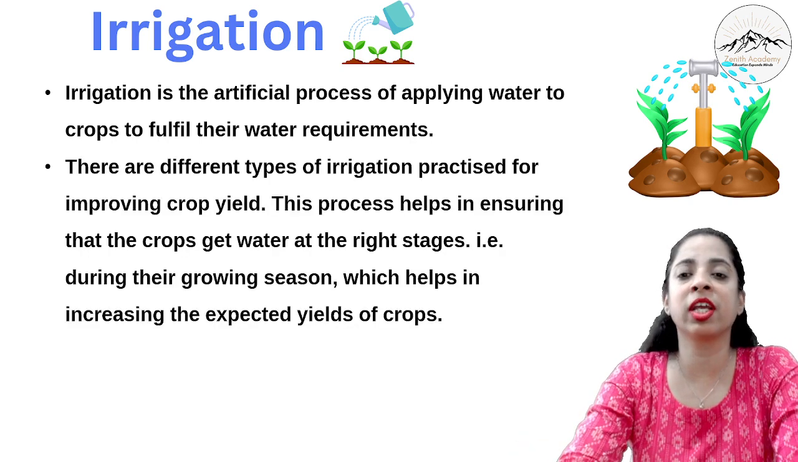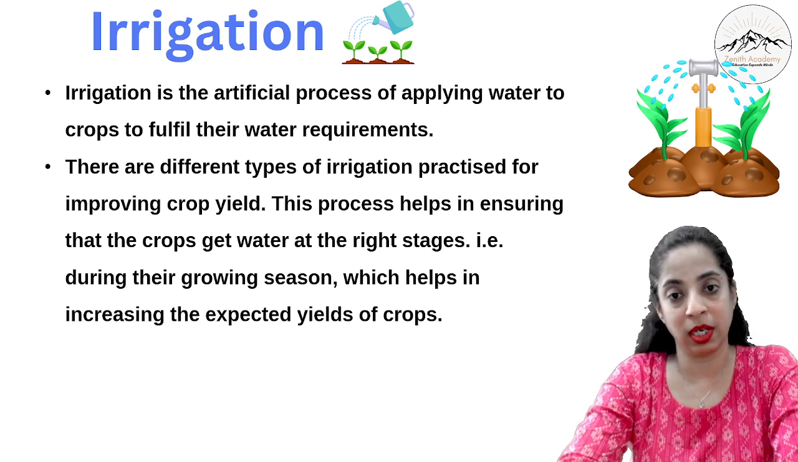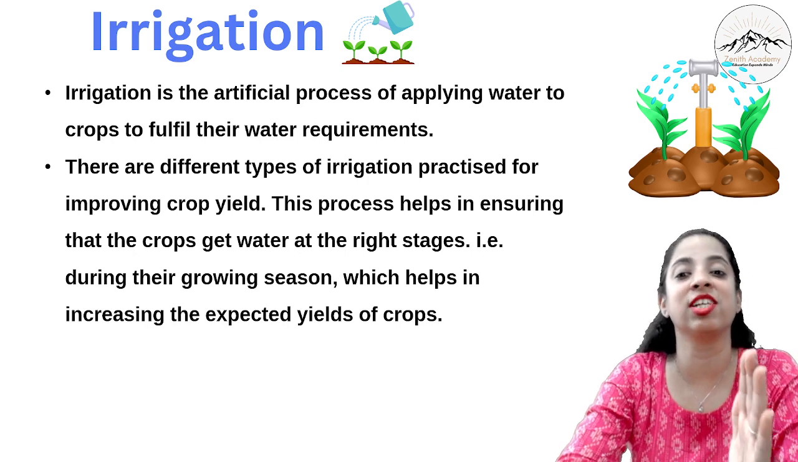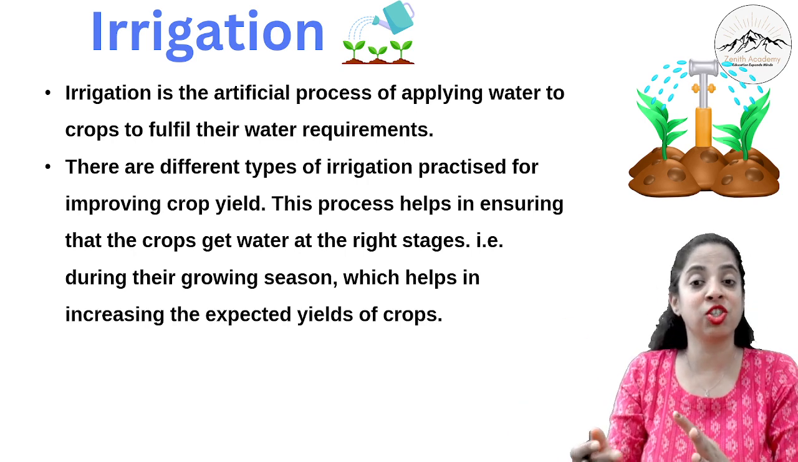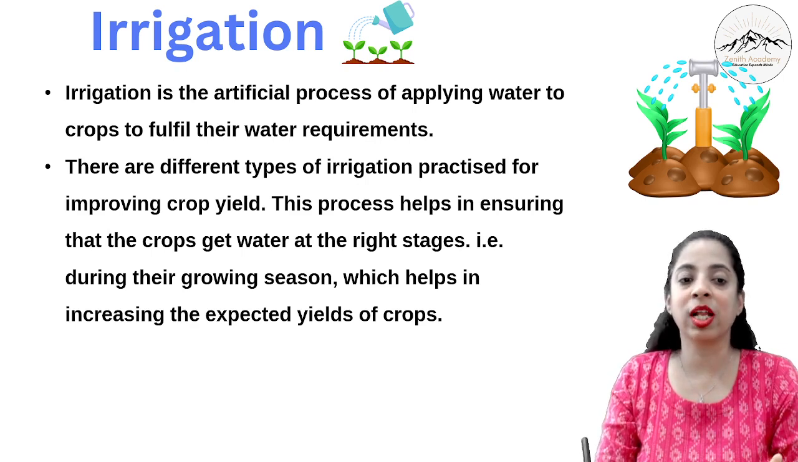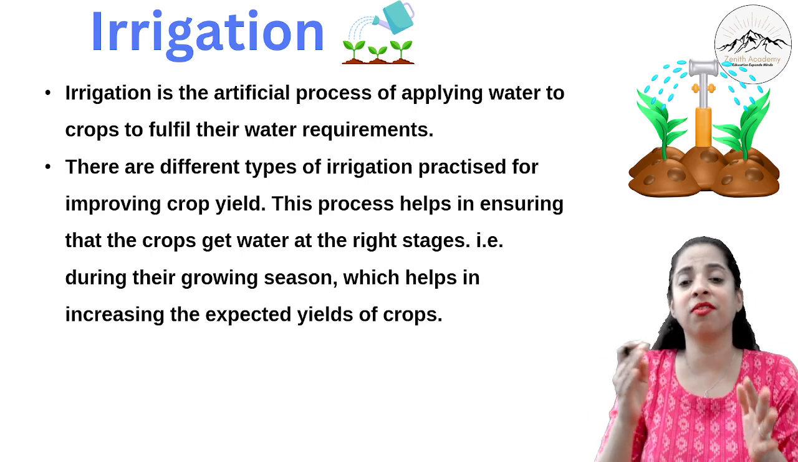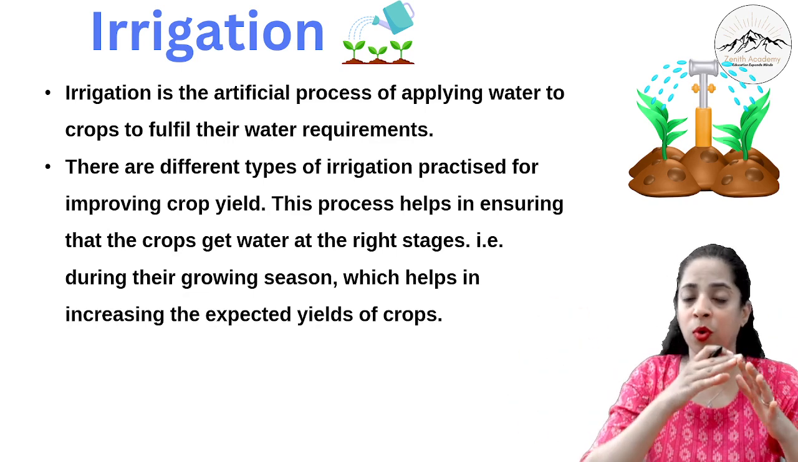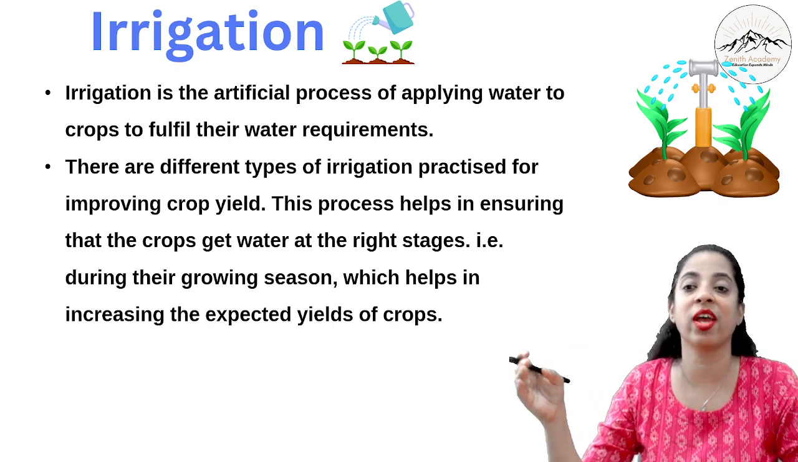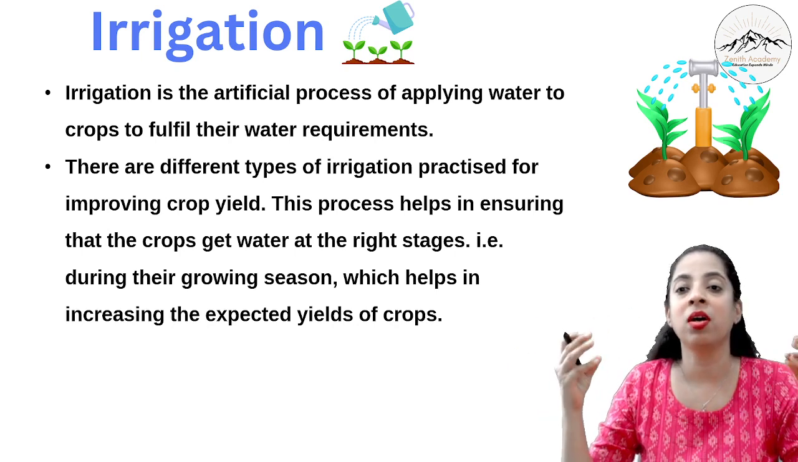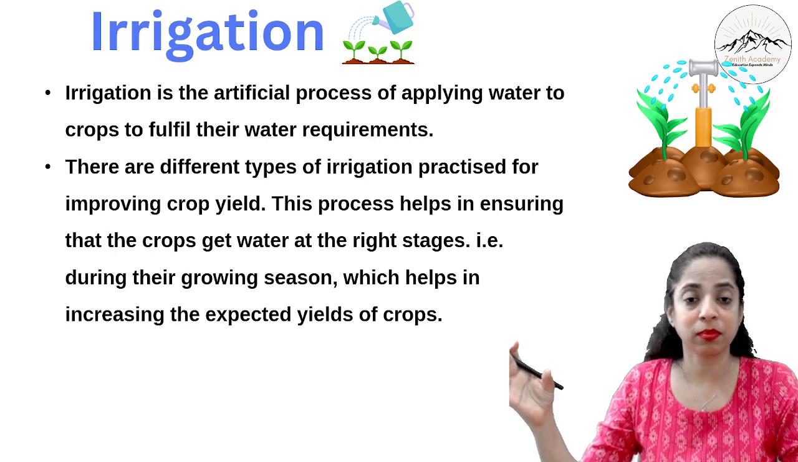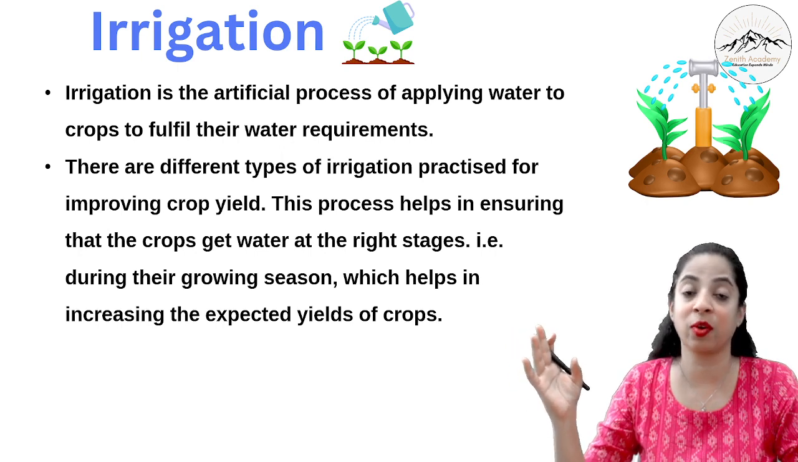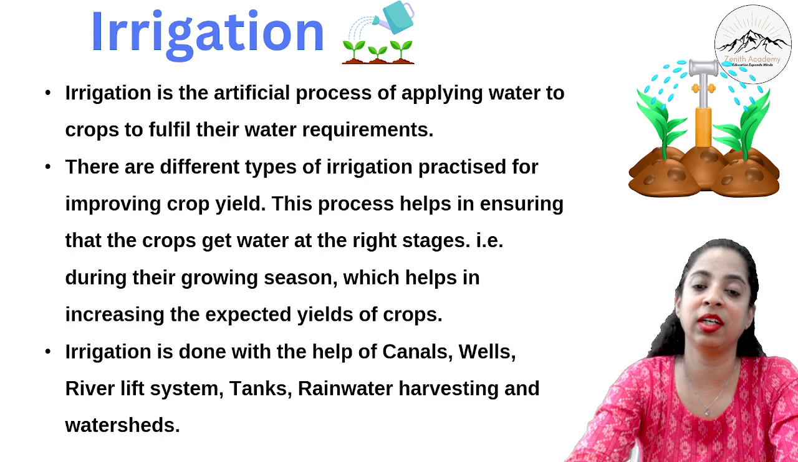Now there are different types of irrigation practiced for improving the crop yield. Now this process helps in ensuring that the crops get water at the right stages. That is, now what are the right stages? During the growing season, which helps in increasing the expected yields of crops. So there are different stages, okay, when water is given to it. So during the whole growing season, there are 2 to 3 stages where we have to ensure that proper watering has happened. Okay. So this process helps in ensuring that the crop gets water at the right stage, that is during the growing season, which helps in increasing the expected yields of the crops.